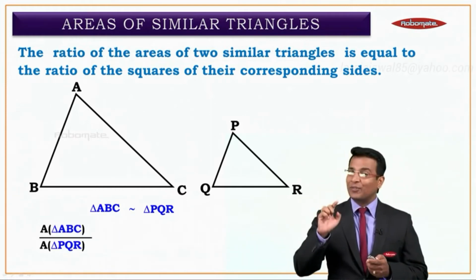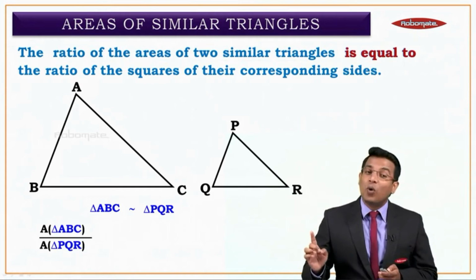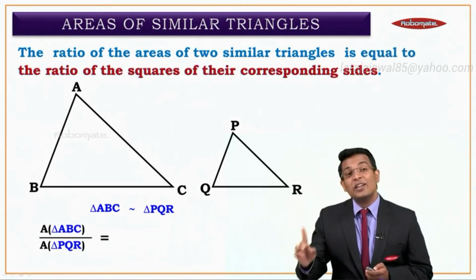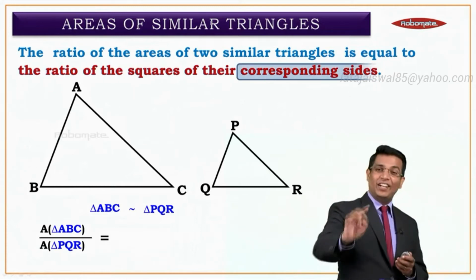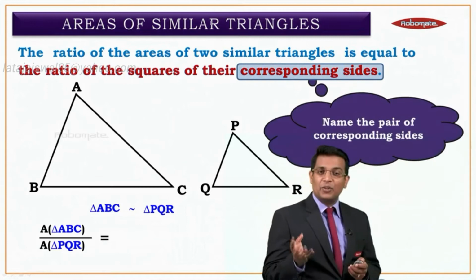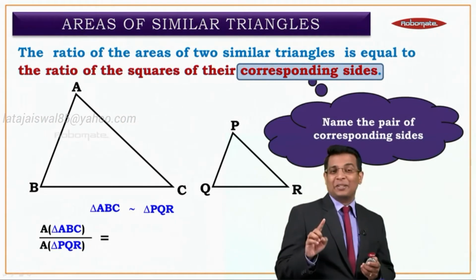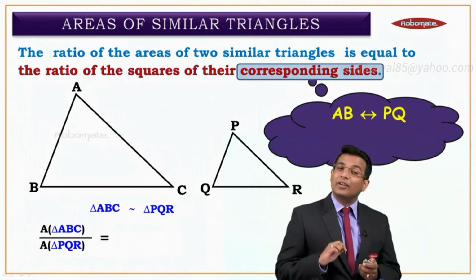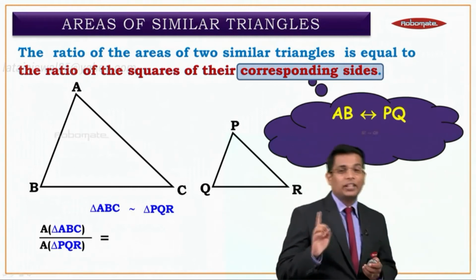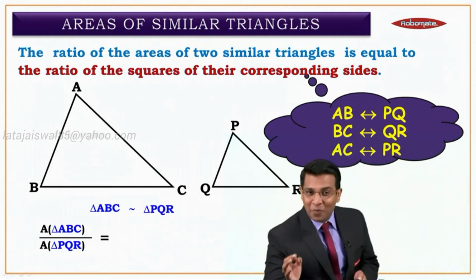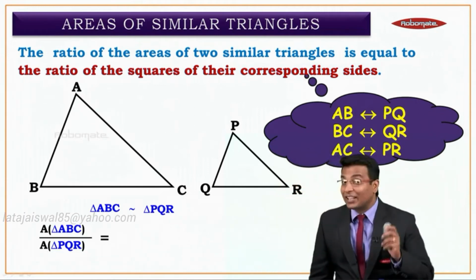So the ratio of the areas of two similar triangles is equal to the ratio of the squares of their corresponding sides. What do you mean by that? Before we get into that, what do you mean by corresponding sides here? You know that when two triangles are similar, the ratio of their corresponding sides are equal. So which are the corresponding sides? AB corresponds to PQ, BC corresponds to QR, and AC corresponds to PR. This is what we know, right? These are the corresponding sides.